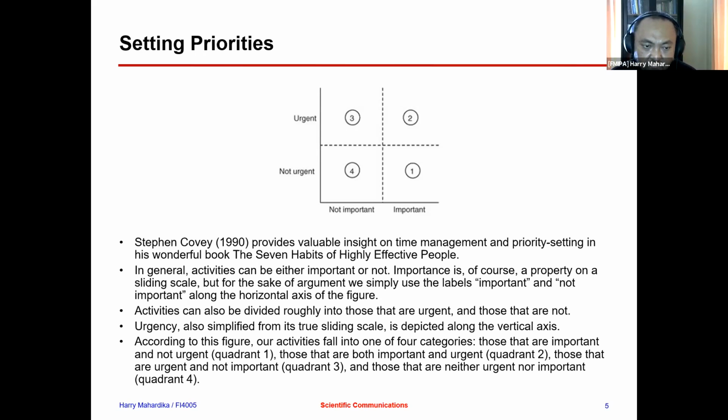So here, if I can continue, activities can also be divided roughly into those that are urgent and those that are not. Urgency, also simplified from its true sliding scale, is depicted along the vertical axis. According to this figure, our activities fall into one of 4 categories: those that are important but not urgent, those that are both important and urgent, those that are urgent and not important, and those that are neither urgent nor important. So Stephen Covey basically divides any activities that we have in a certain period into 4 divisions.